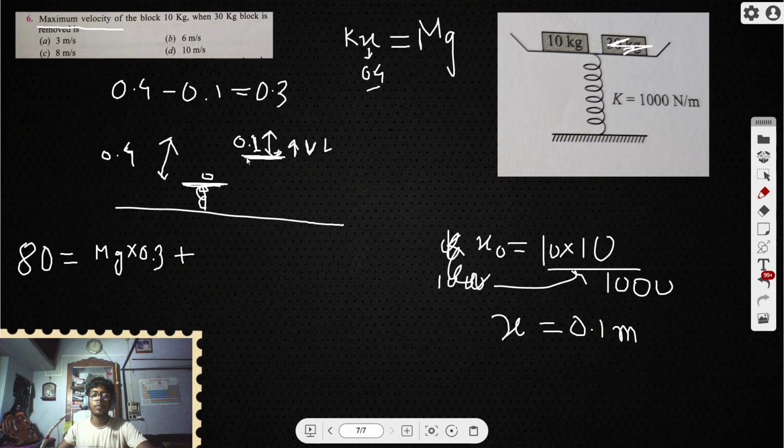Basically, we are calculating the compression only. Kx equal to mg, where x is the compression, so this compression is 0.1. That means the spring has some energy, because if it has some compression, it has some energy. That is only half k into 0.1 square.